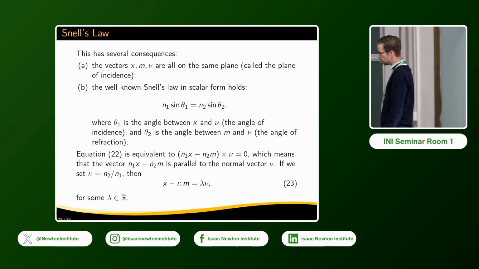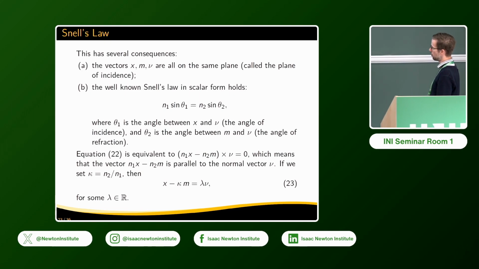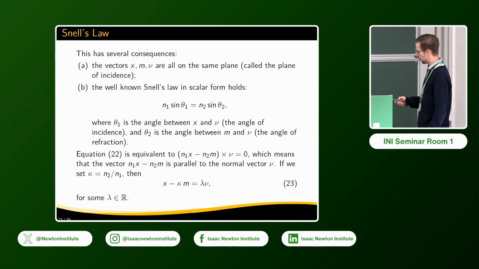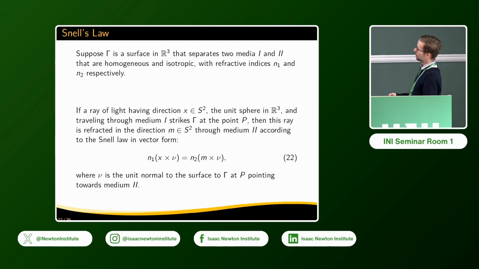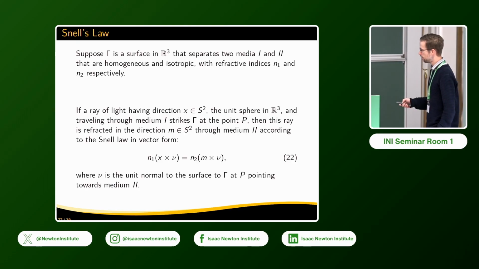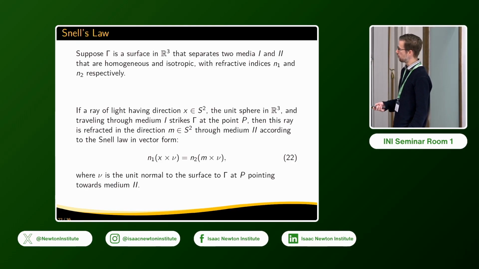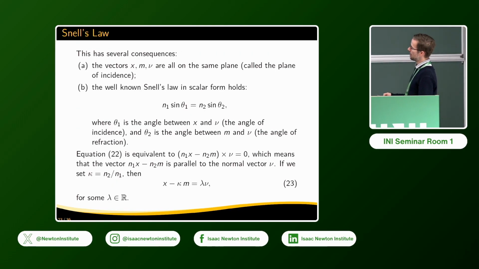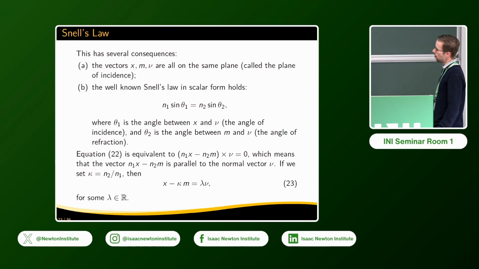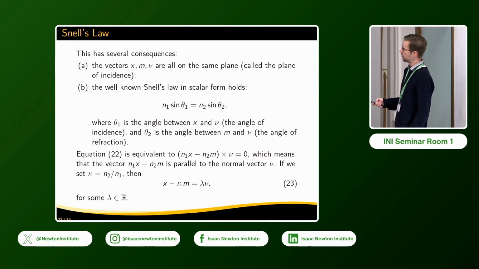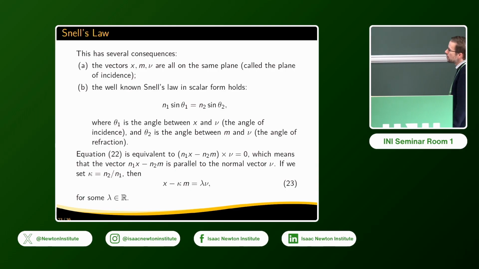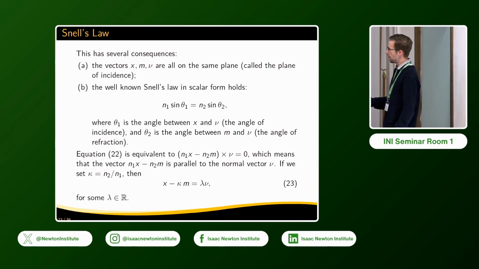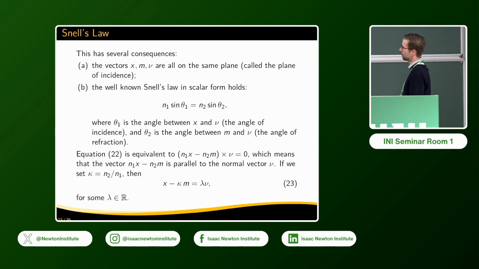So it turns out one useful thing for us to do is rewrite the vector form. So let's go back and see what the vector form says. It says that n1 times the cross product of x with nu is equal to n2 times the cross product of m with nu. Well, I can rewrite this in the following way. I can rewrite that as n1x minus n2m, all of that cross product the vector nu, is 0. So in particular, vector calculus means that this vector has to be parallel to the normal vector.